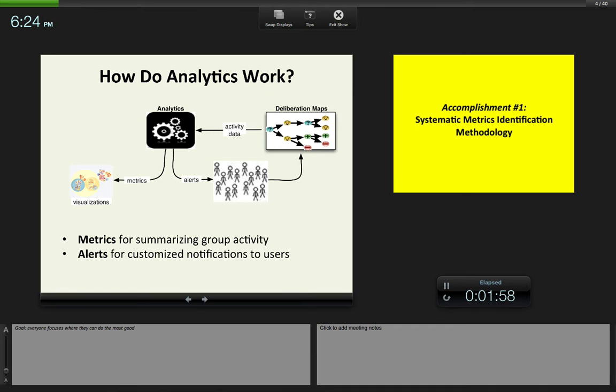Analytics work in our system by collecting data from the activity of the crowd in a deliberation map and then running algorithms on it to produce two different kinds of outputs. One is metrics, which are numeric summaries of the activity in a deliberation, which can then be visualized in order to provide insight. A second output is alerts, which are customized notifications that tell users what they specifically can do in order to produce a better deliberation map.